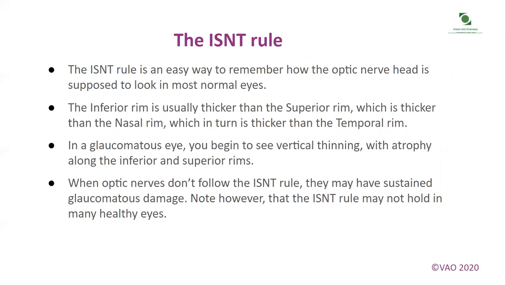The ISNT rule is an easy way to remember how the optic nerve head is supposed to look in most normal eyes. The inferior rim is usually thicker than the superior rim, which is thicker than the nasal rim, which in turn is thicker than the temporal rim. In a glaucomatous eye, you begin to see vertical thinning with atrophy along the inferior and superior rims. When optic nerves don't follow the ISNT rule, they may have sustained glaucomatous damage. Note, however, that the ISNT rule may not hold in many healthy eyes.